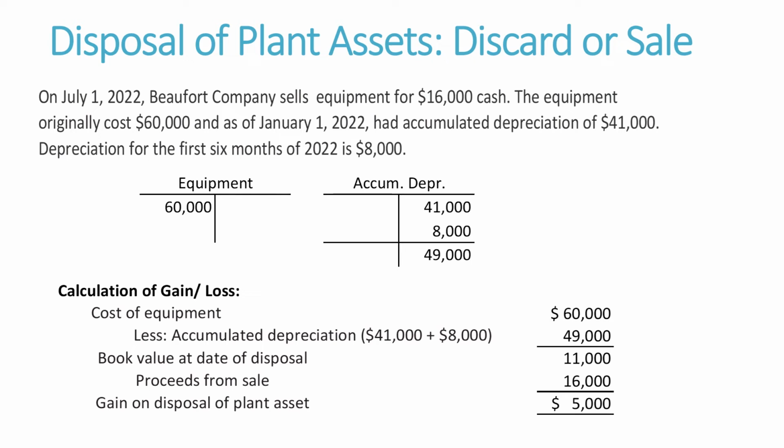Our proceeds were $16,000 and our new book value is $11,000. So we are selling the asset for more than book value, and that results in a $5,000 gain.